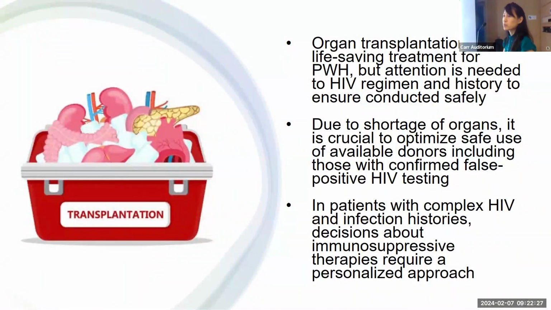And then finally, in patients with complex HIV and infection histories, the decisions about immunosuppressive therapies really require a very personalized approach. There is not one strategy that fits all. And so part of what I love about Transplant ID is we work so closely with our transplanters. We come up with a plan, and what's great is everybody's generally really aligned. We all have the same goal. We want to get the patient treated.